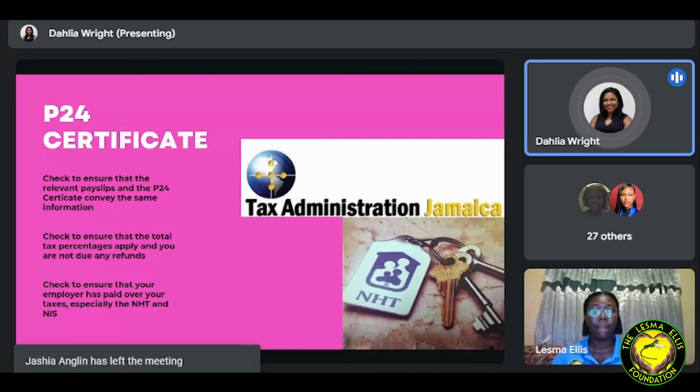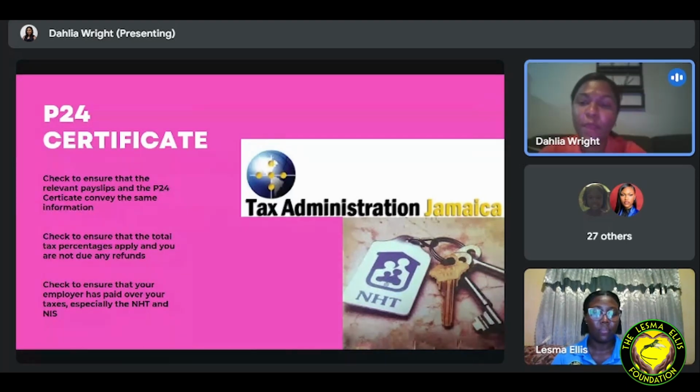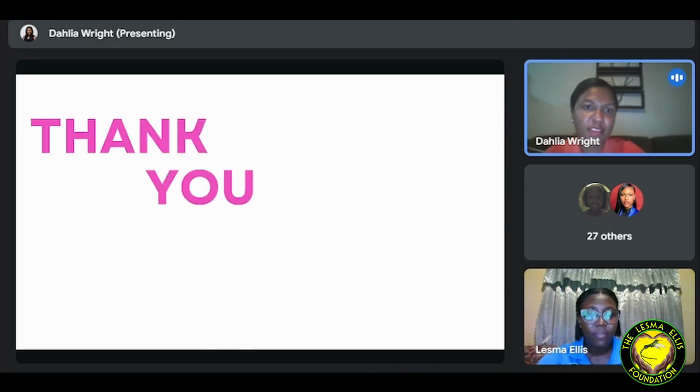But I still advocate for you to check, just to make sure that everything is accurate and that you haven't overpaid on your taxes, especially persons who work a lot of overtime. You would want to check that you're not overpaying. And then check the NHT, just for persons who work for small businesses, just to make sure that your taxes are being paid over. All right, and that's it. Thank you. And we'll take any other questions at this time.